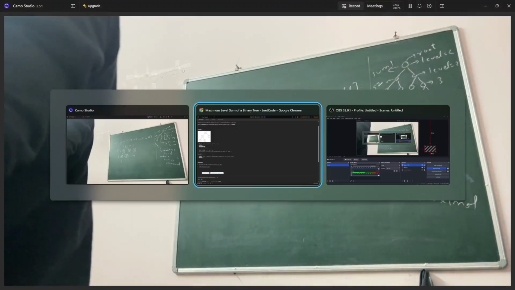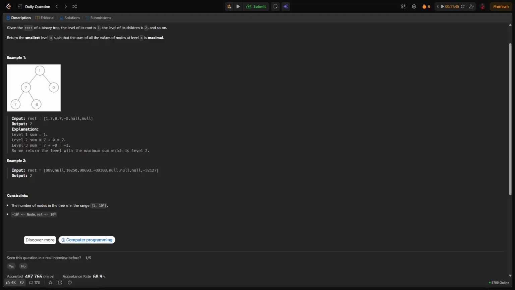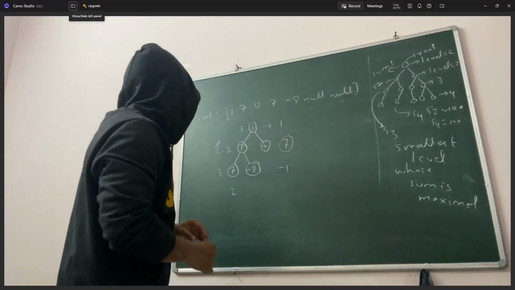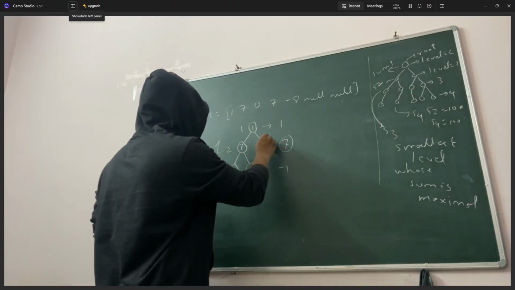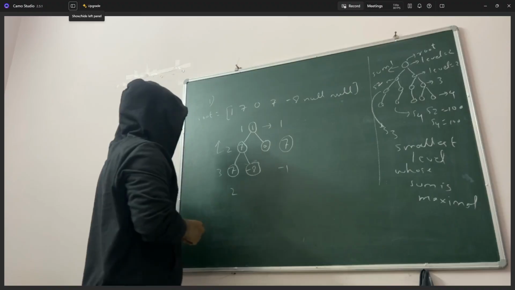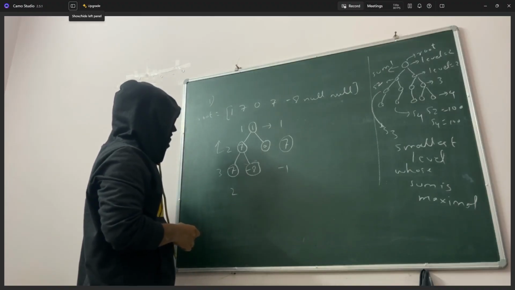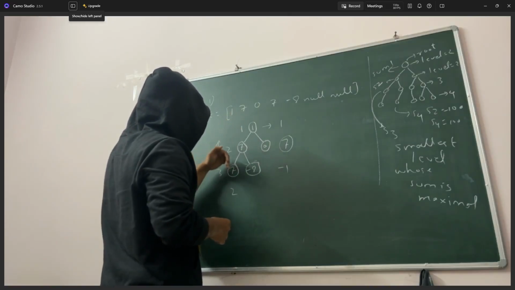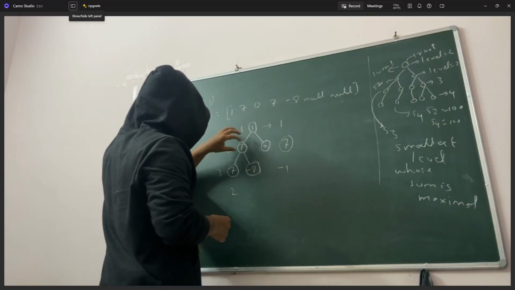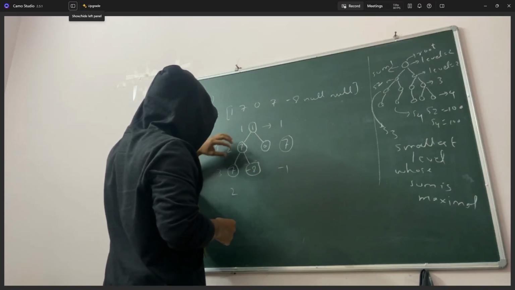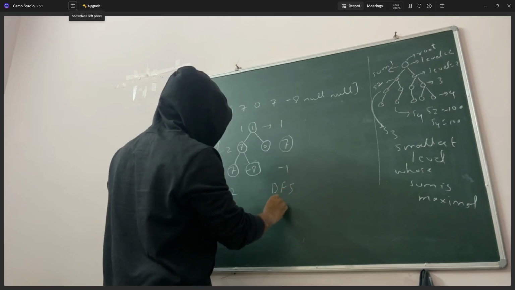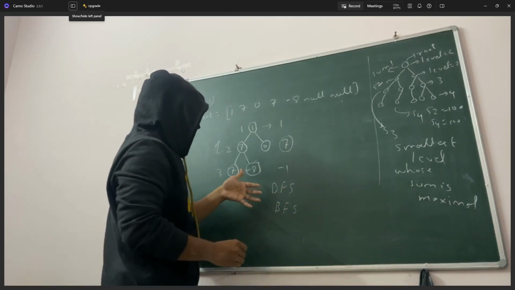Now let me check the second test case. Okay, the second test case is kind of the same thing, so we can go over the explanation in this particular test case only. So what can we do? There are two methods. If there is a binary tree, we need to go to all the levels. In order to move to all the nodes, you either have DFS or BFS. So you need to choose optimally which one is efficient.